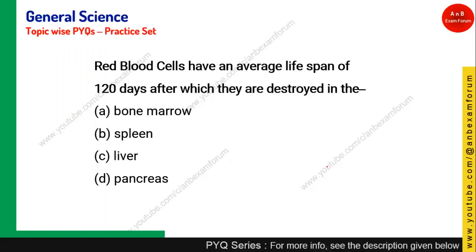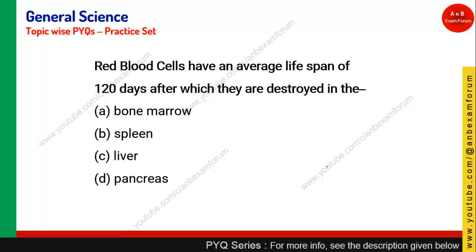Let's see who can give this answer. The RBC, that is red blood cell, has an average lifespan of 170 days, after which it is destroyed in the... these are the options.